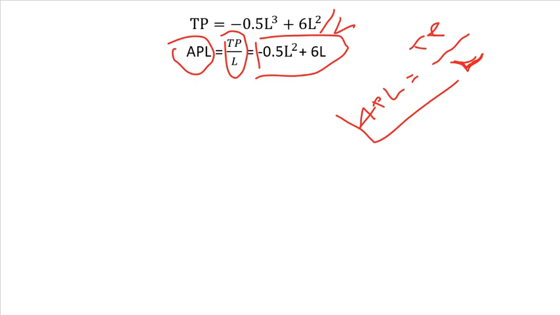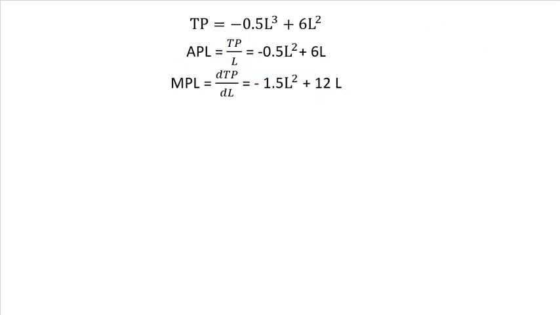Now how to find MPL? We know that MPL is the change in total product over the change in labor, or the derivative of TP with respect to L. So MPL here is the derivative of TP with respect to labor, and here we find the slope, or the derivative.